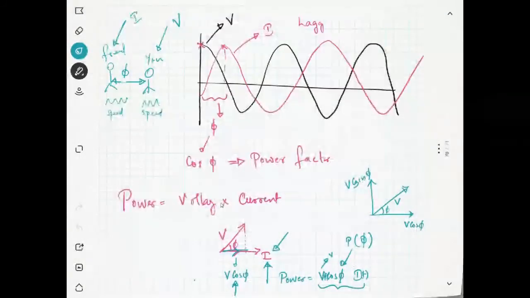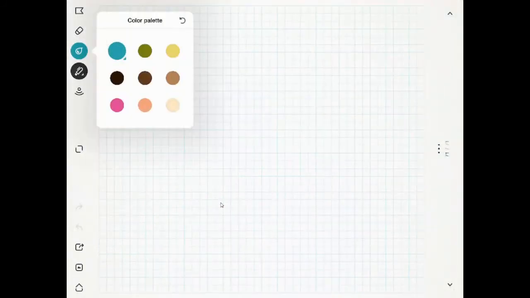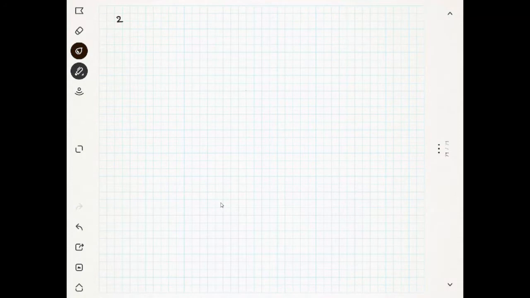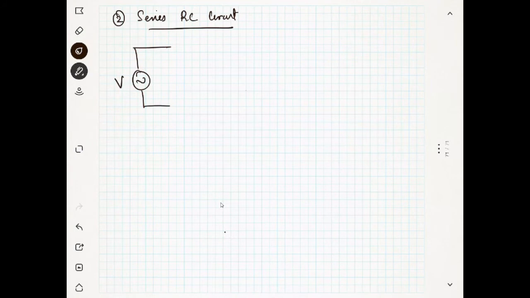Okay. Now we will see another kind of circuit, which is the series RC circuit. What will happen? Here we have a voltage phasor, and this is the current. This is R, this is C. Here also you can see that the current is the same throughout the circuit.